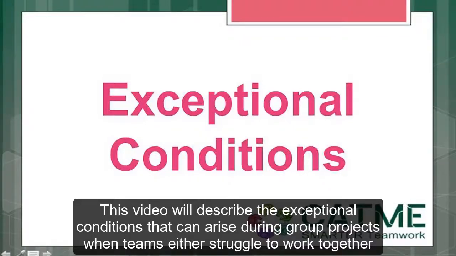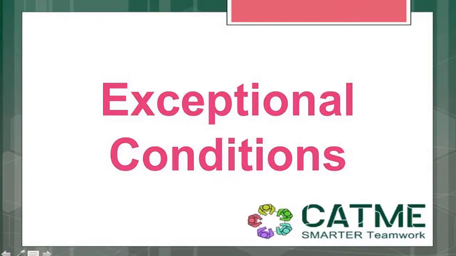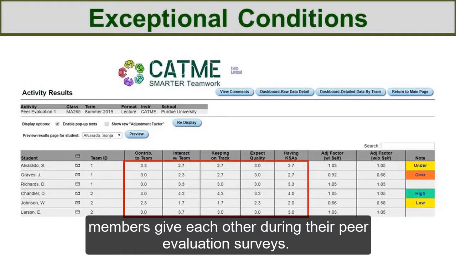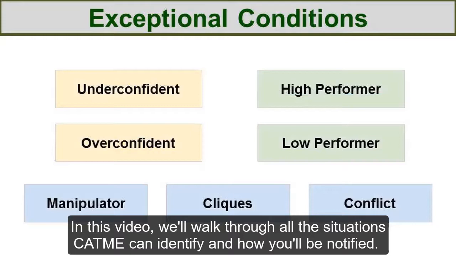This video will describe the exceptional conditions that can arise during group projects when teams either struggle to work together or find unequal contributions among team members. Cami helps instructors identify situations like this by analyzing the ratings that team members give each other during their peer evaluation surveys. In this video, we'll walk through all the situations Cami can identify and how you'll be notified.